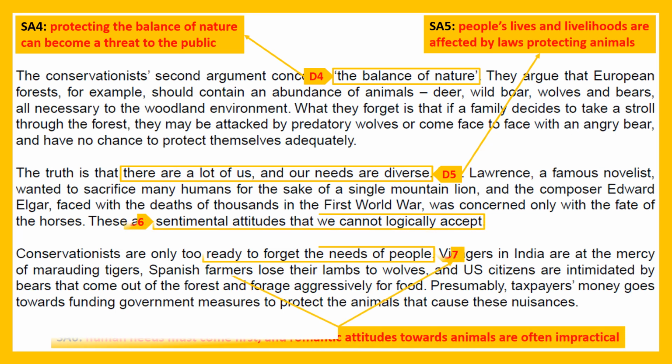Details 6 and 7 can be combined and developed into the sixth supporting argument for your claim. Where two details convey similar ideas or support the same viewpoint, it is often effective to synthesize them into a single, well-developed argument. This allows you to demonstrate a deeper understanding of the text and avoid repeating similar points.